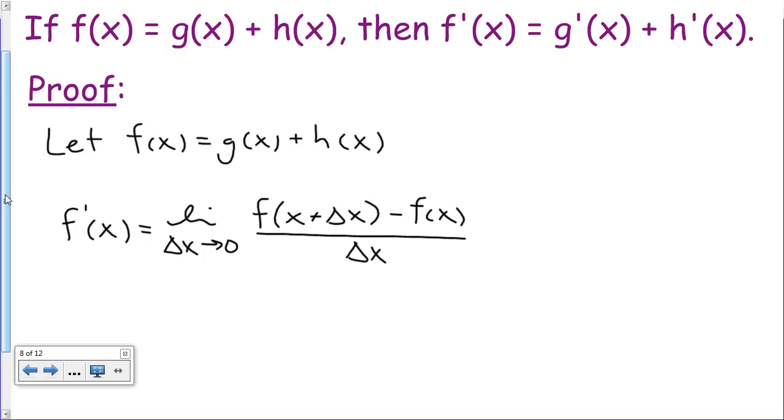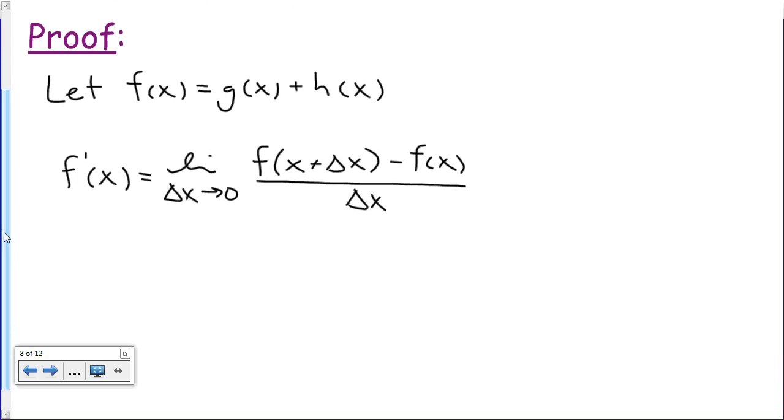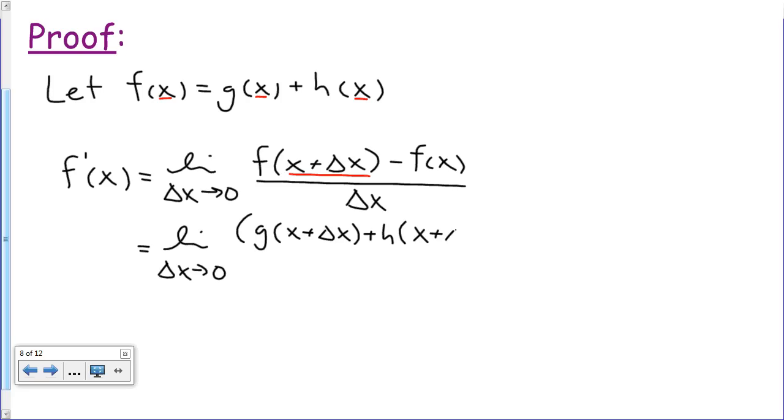And then the next step is just to substitute in what f of x is equal to. So it's the limit as delta x goes to 0 of the following. I'm going to replace f of x plus delta x with what it's equal to. So I'm going to replace the x's in here with x plus delta x. I'm going to rewrite this in terms of functions g and h. So f of x plus delta x would be g of x plus delta x plus h of x plus delta x.